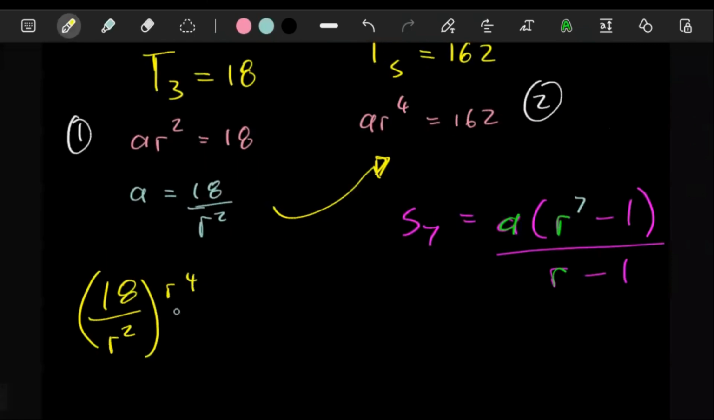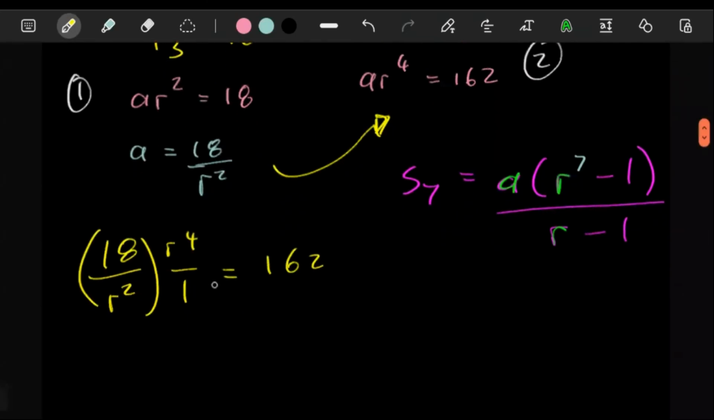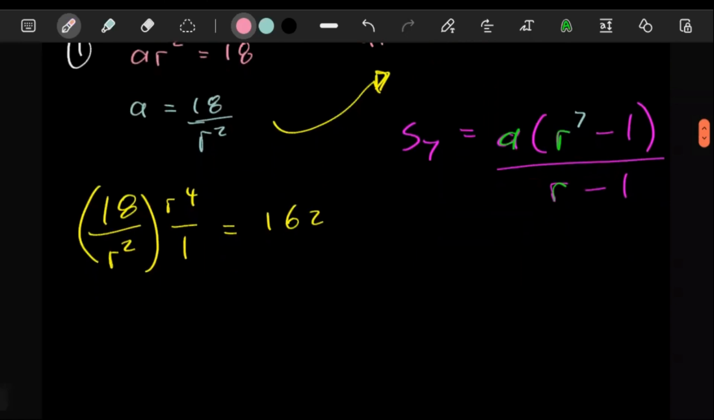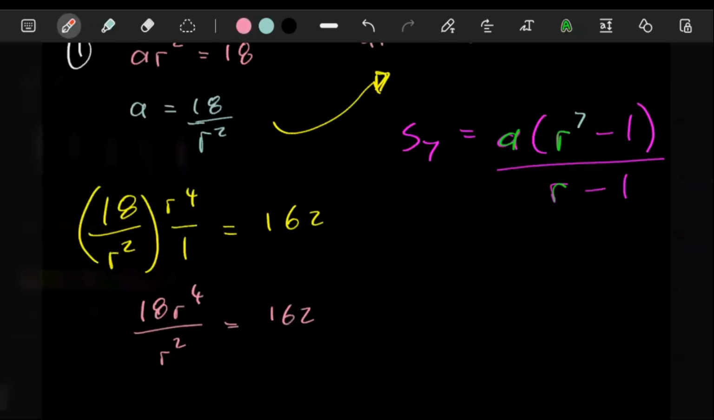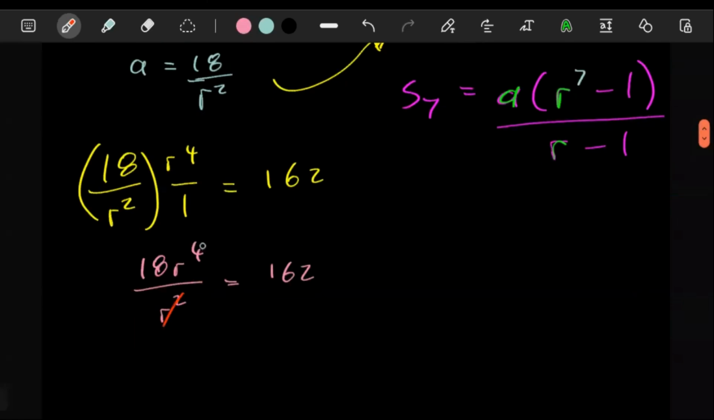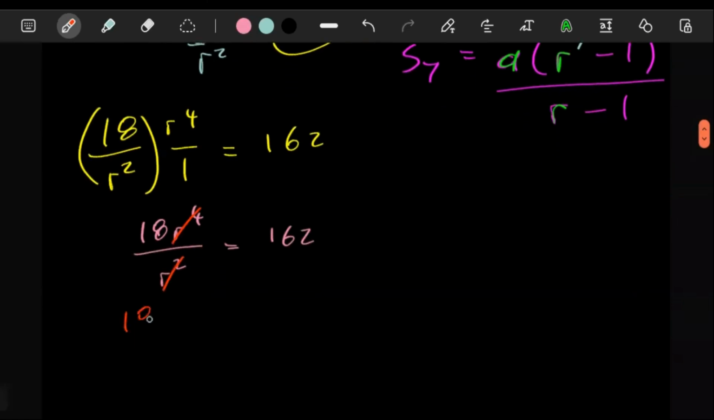Let's just put this over 1 like that. This is 162. The reason I did this is so that you can see that at the top, 18 times this is going to give you 18R to the power 4. At the bottom, R squared times 1 is just going to give you R squared. And the right hand side, nothing has changed over there. So 2 of these cancel 2 at the top, you have 18R squared.